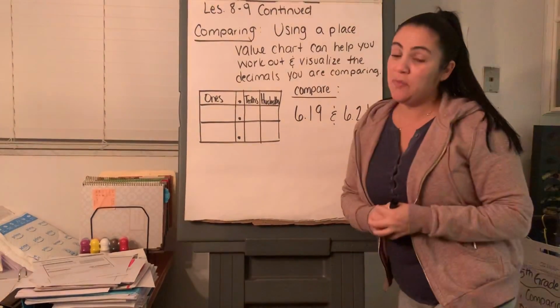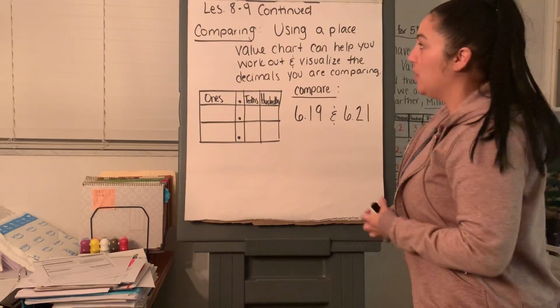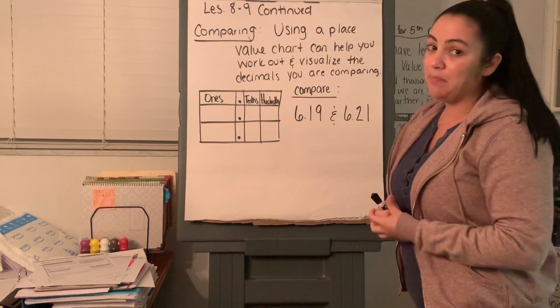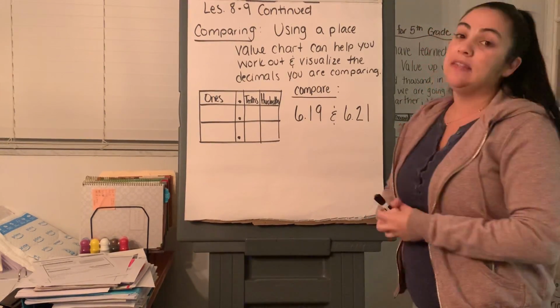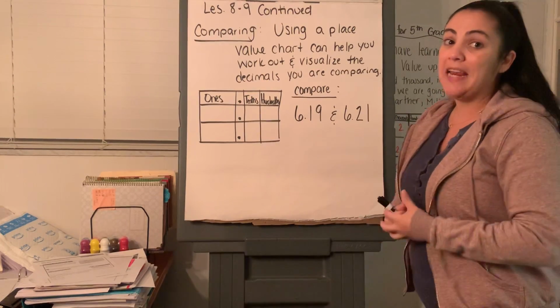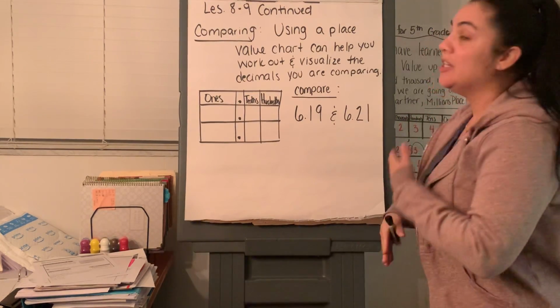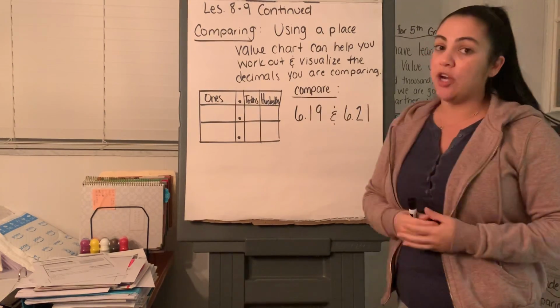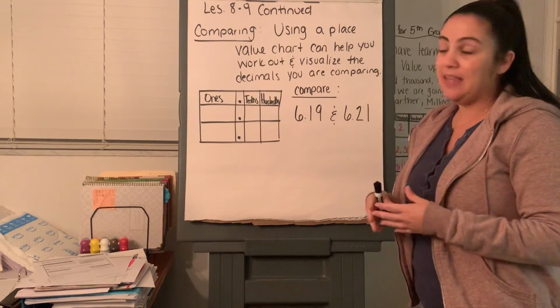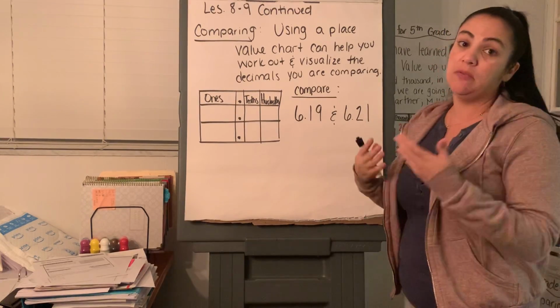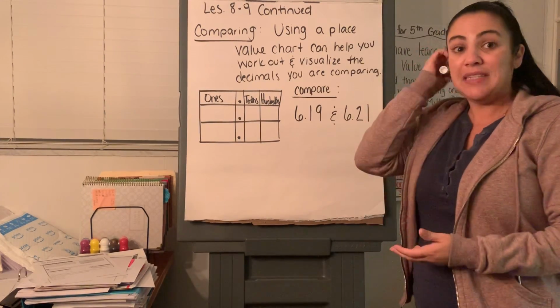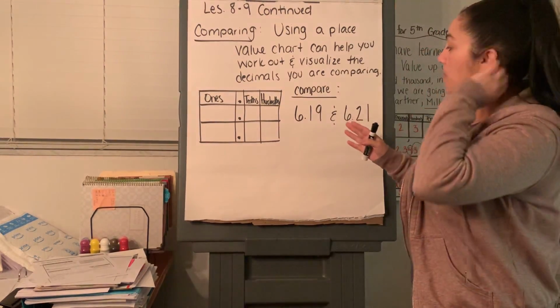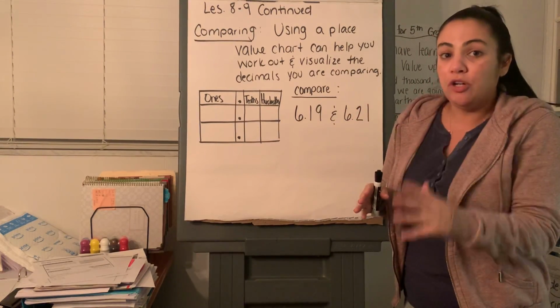So continuing with lesson 7, 8, and 9, we are now going into our second mini lesson for decimals. First we rounded, now we're comparing. So just like you would compare any regular number, a place value chart can help you visualize and work out the comparison between decimals. Sometimes it's a little hard to see the place values and what number you're looking at.